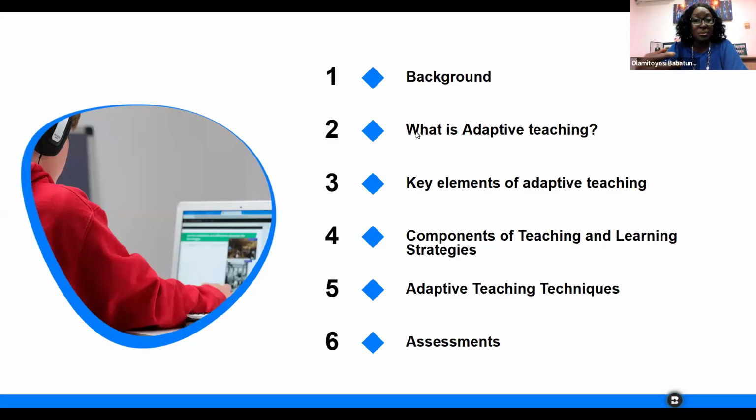We're going to talk about what adaptive teaching is. We examine the key elements of adaptive teaching. We look at the different components. We talk about adaptive teaching strategies, assessments, and of course, at the end, we will ask for feedback.